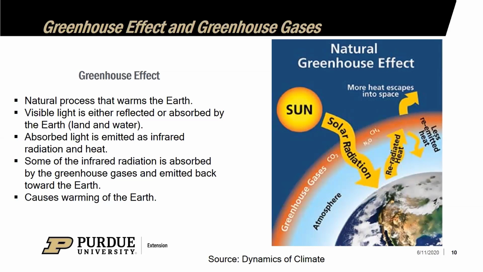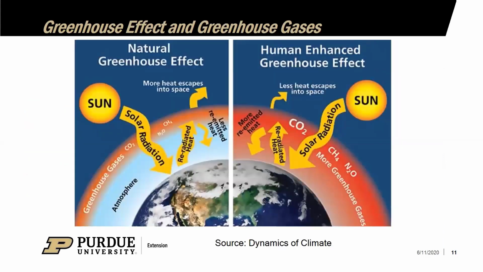So you can see we have naturally occurring greenhouse gases. This is that natural greenhouse effect that we're talking about. The one that we'll talk about next is where we start throwing in additional greenhouse gases to the system here. So you can see how the natural greenhouse effect and the human enhanced greenhouse effect compare with each other.